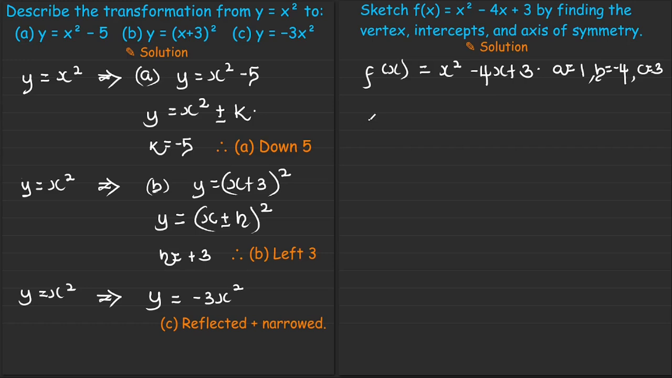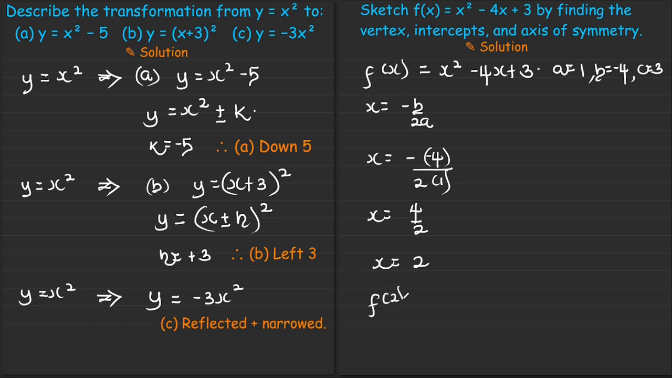For our axis of symmetry, we say x is equal to negative b over 2a. So substituting, we have x equal to the b, which is negative 4, so negative 4 over 2a. Our a is 1, so 2 times 1. Negative times negative gives us positive, so we have positive 4 all over 2. And hence our x is equal to what? 2.